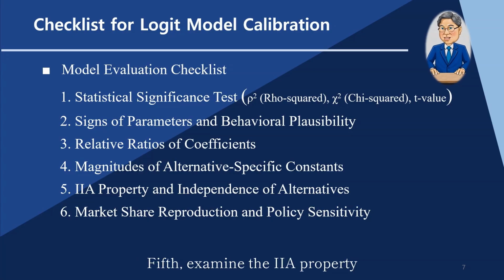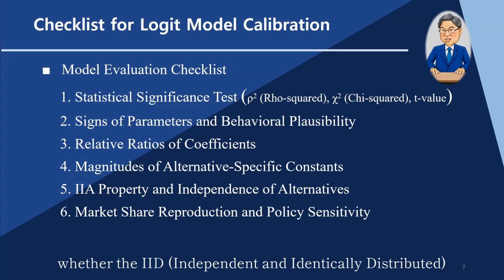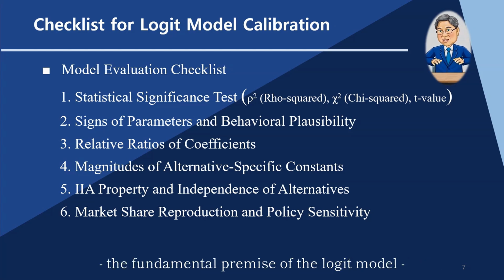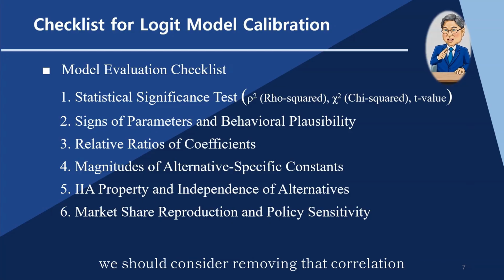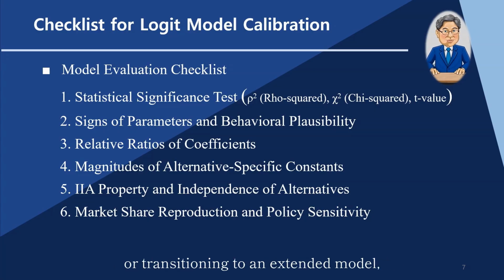Fifth, examine the IIA property and independence among alternatives. We must verify whether the IID, independent and identically distributed assumption of the error terms, the fundamental premise of the Logit model, holds true. If excessive correlation exists among certain alternatives, we should consider removing that correlation by specifying common attributes as variables or transitioning to an extended model, such as the nested Logit model.